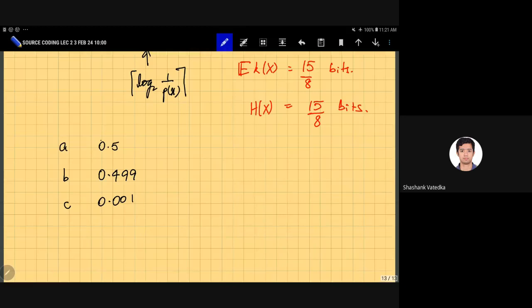Right, so A would get a length of 1, B would get a length of 2, and C would get a length of 10. Right? So log 1 over P of X turns out to be these. Now, can one of you say, is this a good code, or do you think this is a bad choice of code word lengths? Can we do something better than this?